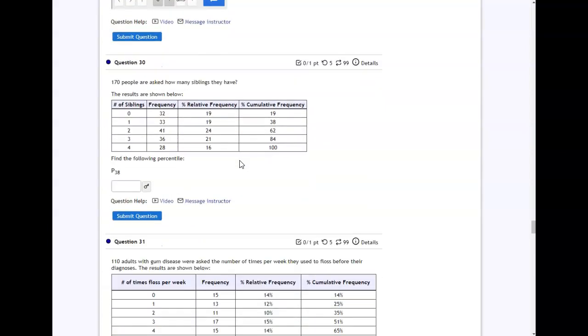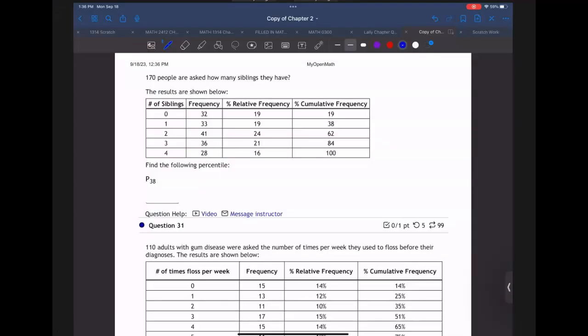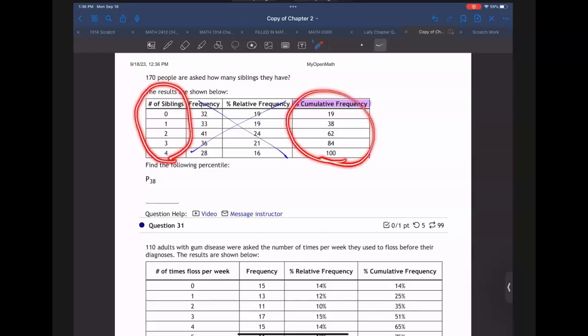On a frequency distribution table asking for percentiles, we really don't even need these two middle columns. Let me show you on here. We use these middle two columns to get the cumulative frequency, but once you have that, you don't even need to look at that. What I want you to focus on is the number of siblings and their cumulative frequency, and that's in percents in this case.